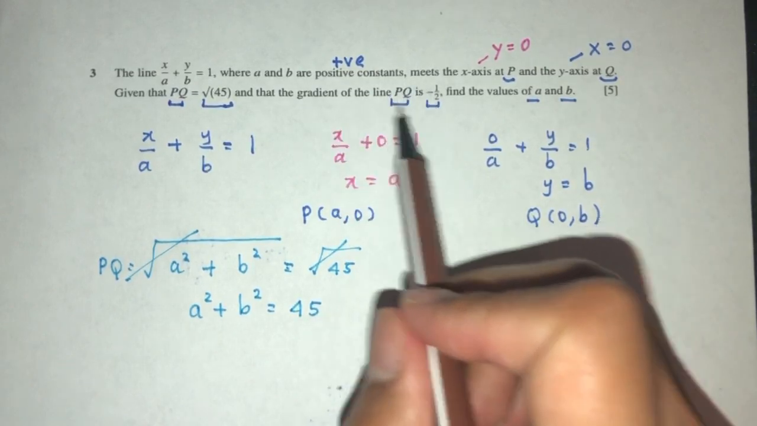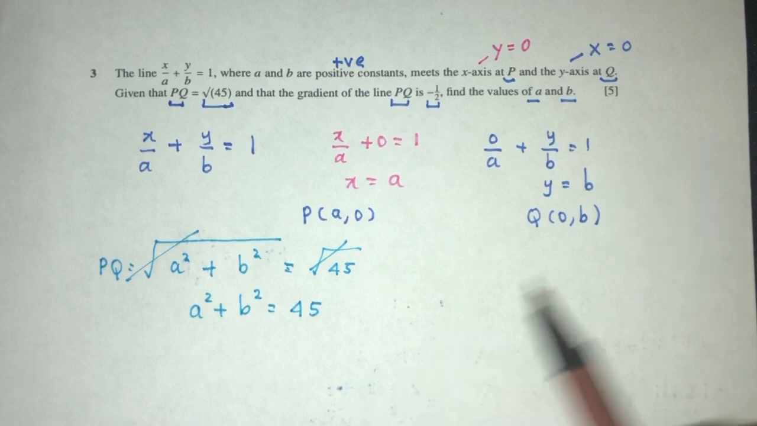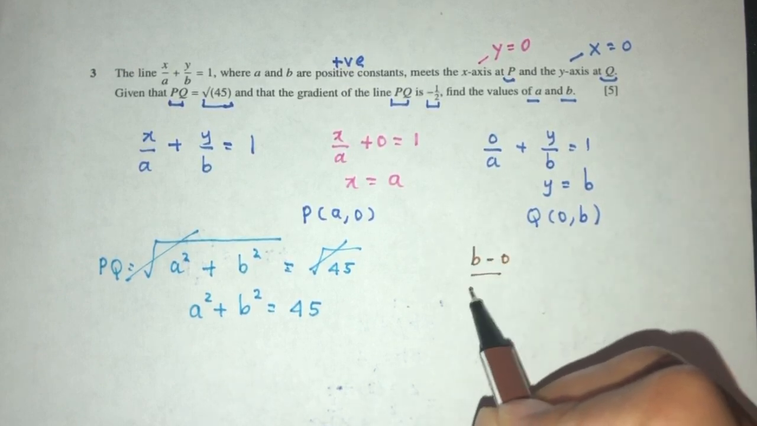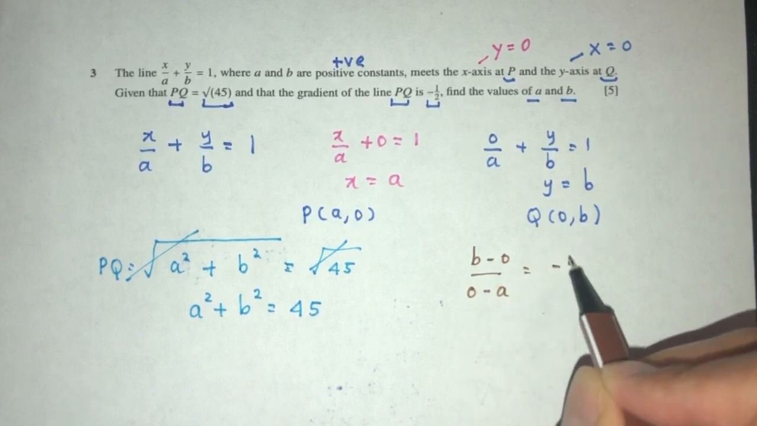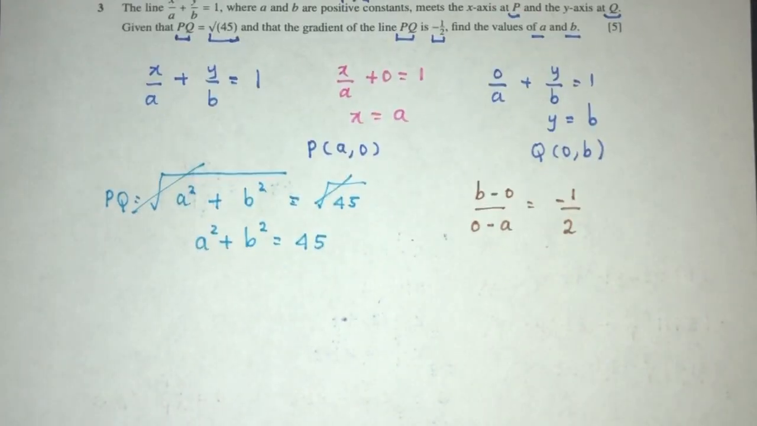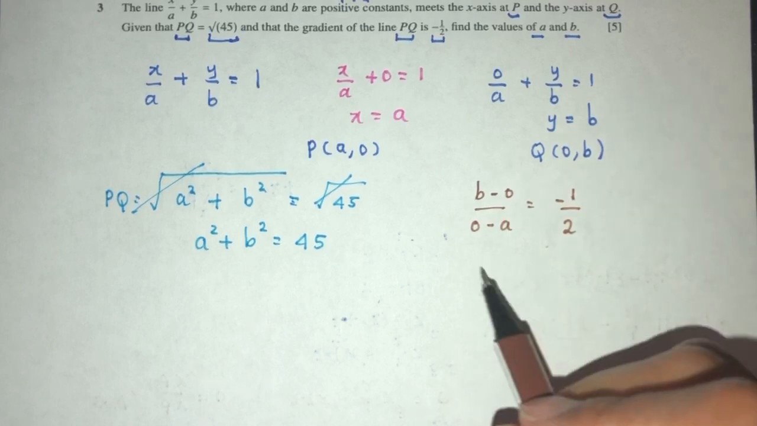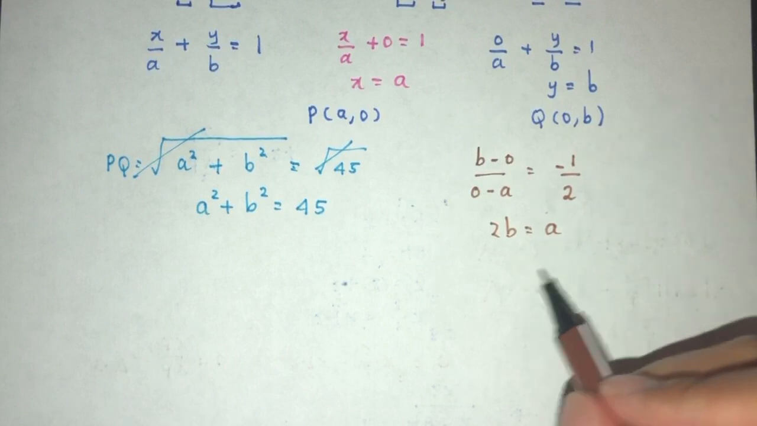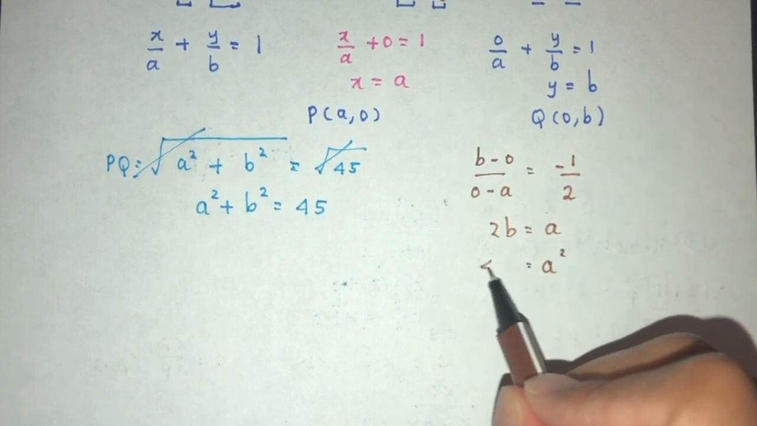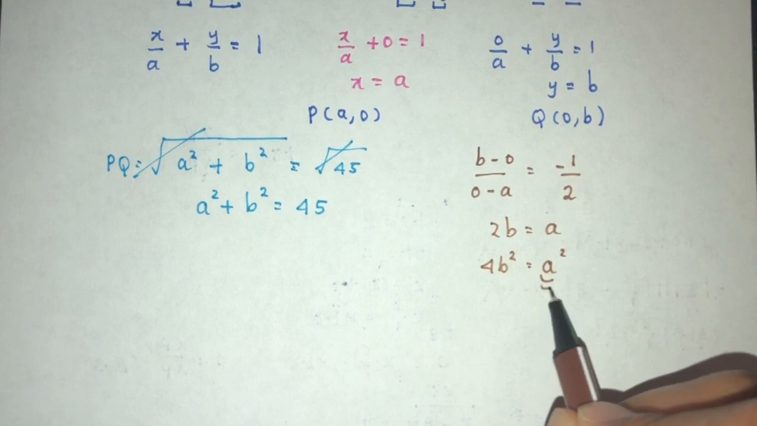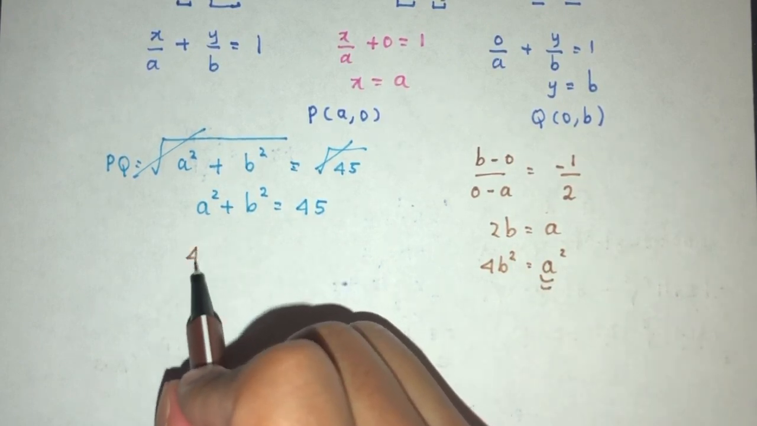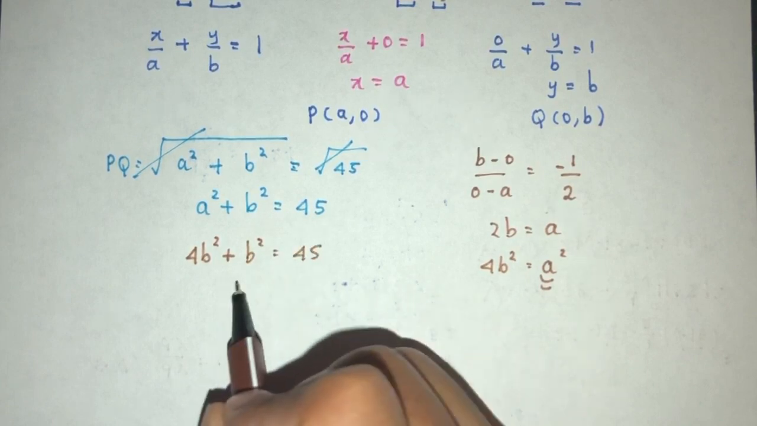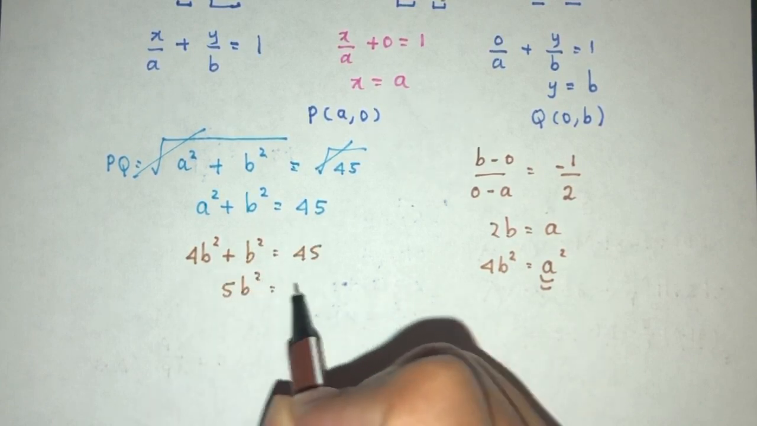Now equation number 2 is the gradient of the line is minus half. So how do you find gradient? Pretty easy. y2 minus y1 over x2 minus x1 should be minus half. So let's try to simplify. We can cross multiply here. You will have 2b is equal to a, right? Squaring, a squared should be 4b squared. Now replace a squared back in here. You will have 4b squared plus b squared that is 45. That is 5b squared is 45.